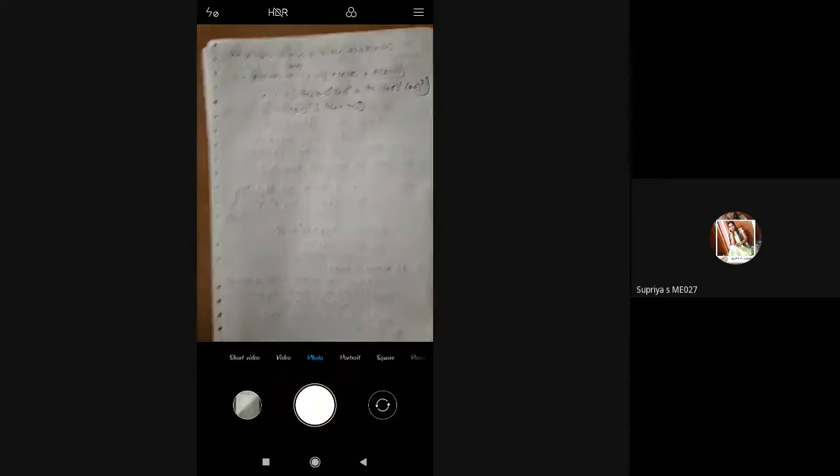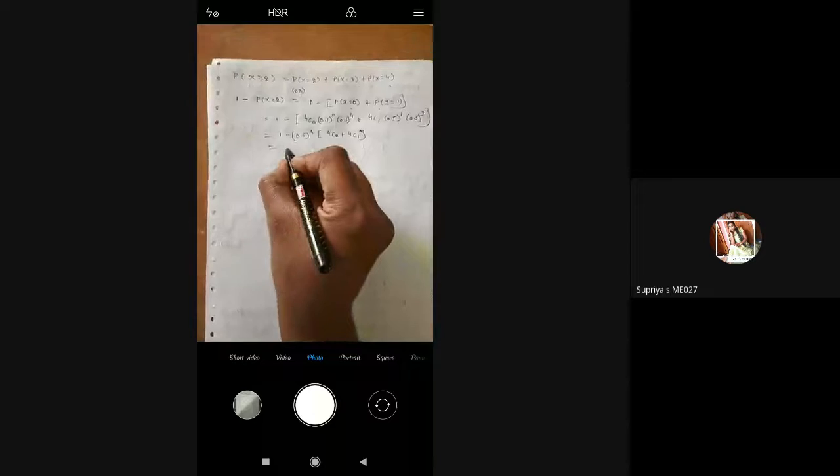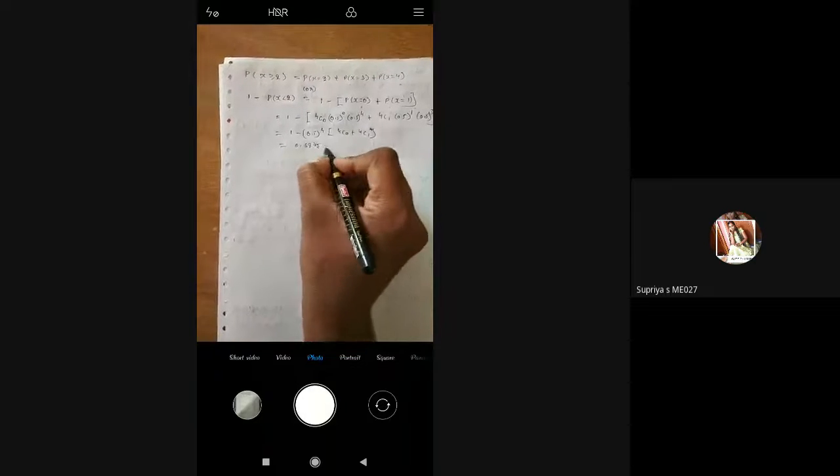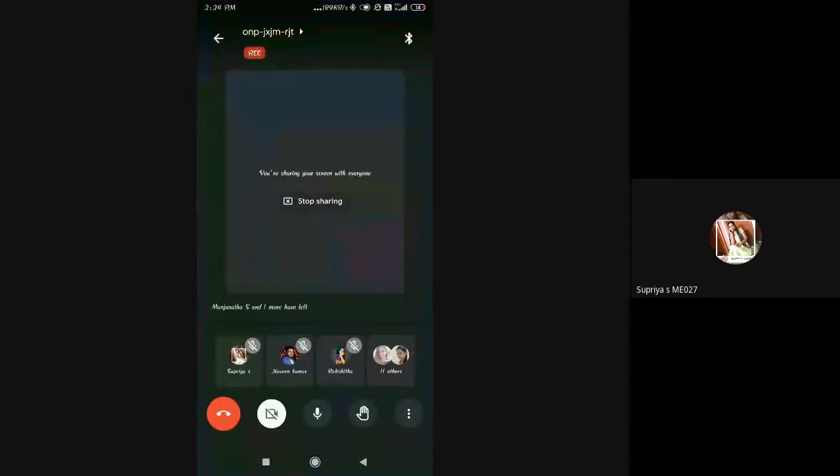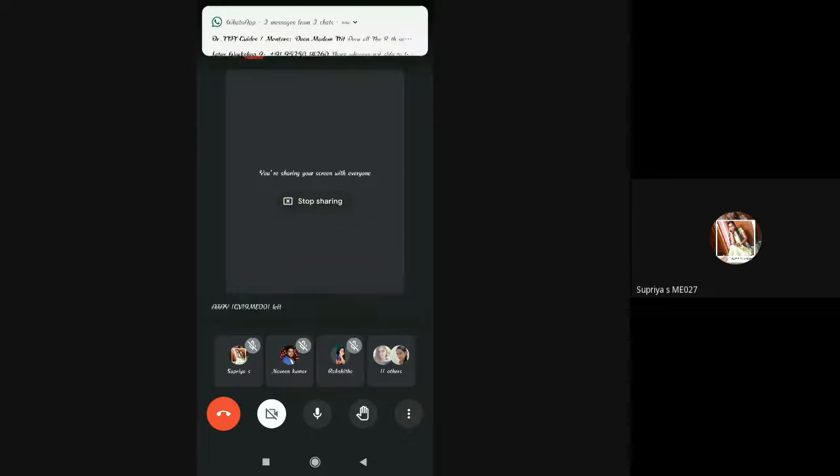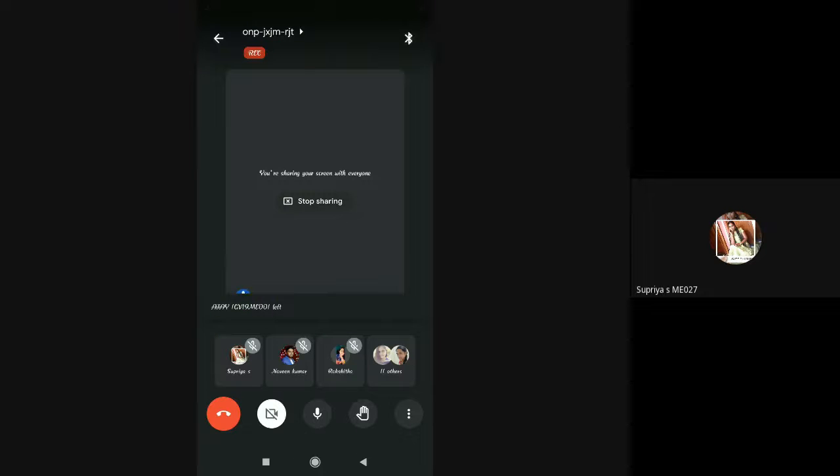Sir, 0.6875. Yes, 0.6875. So it is correct. Second problem, it is there in your notes. That is for homework. So those who have any doubts in this problem, you can ask.